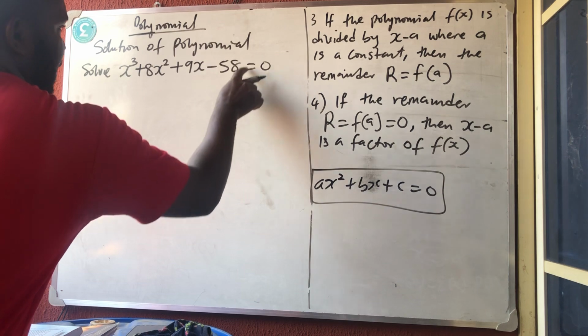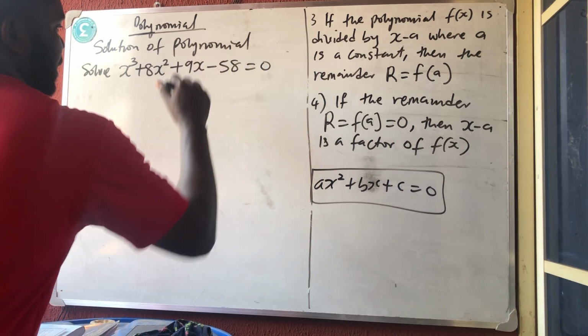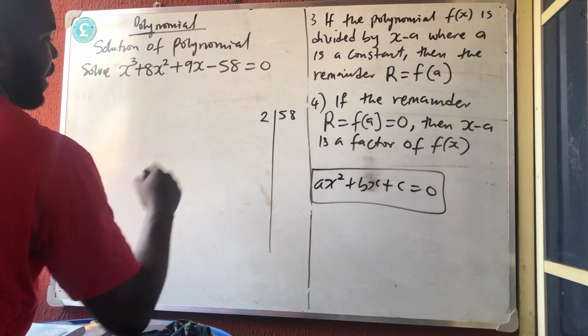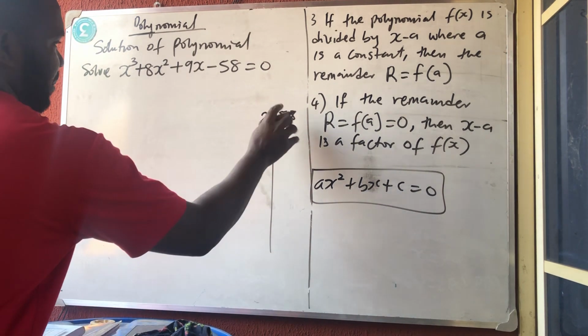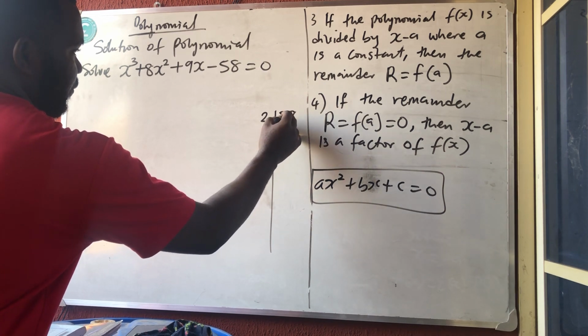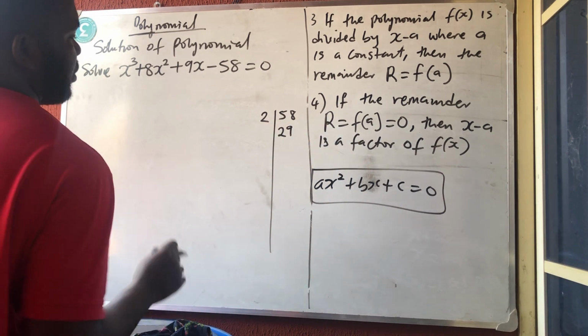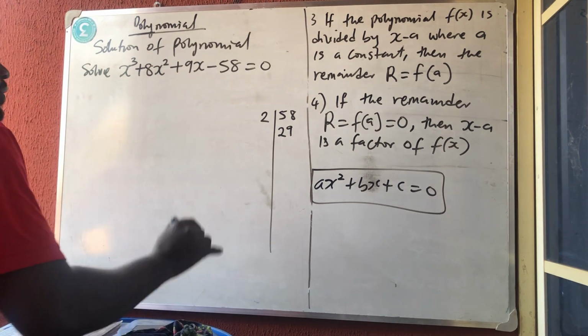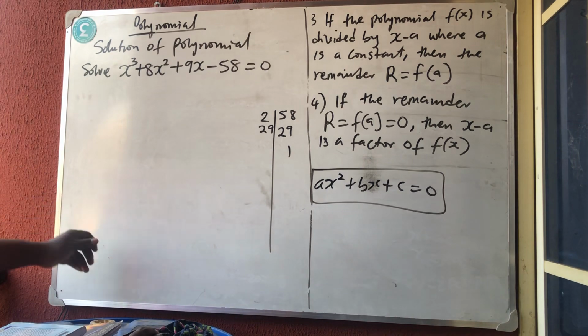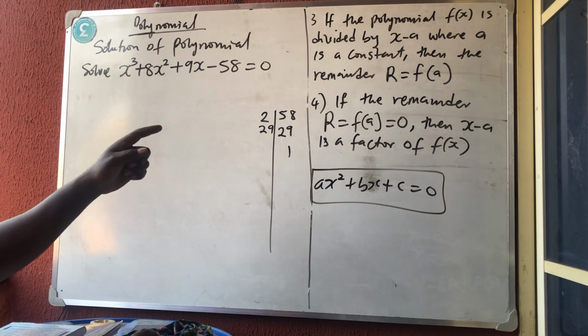The constant here, find the factors of the constant here. And I told you what a factor is. 58. 2 divide 58, I have what? I'm having 29 to give you 1. Okay, so the 2 factors of 58 are 2 and 29.